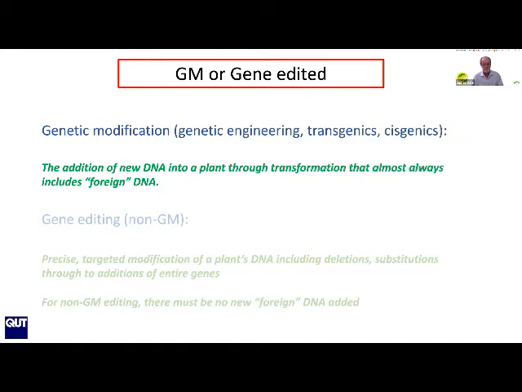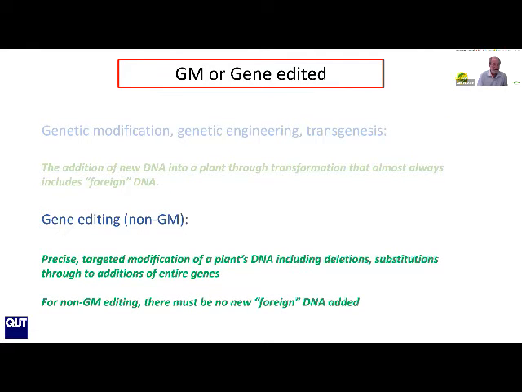I thought I'd just mention very quickly the difference between genetic modification and gene editing, because sometimes these get a little bit confused. So genetic modification, and I'll include in here genetic engineering, transgenics, and cisgenics, is essentially the addition of new DNA into a plant through transformation that almost always includes foreign DNA. So it almost always includes DNA other than banana DNA. And it is this concept of adding new DNA.